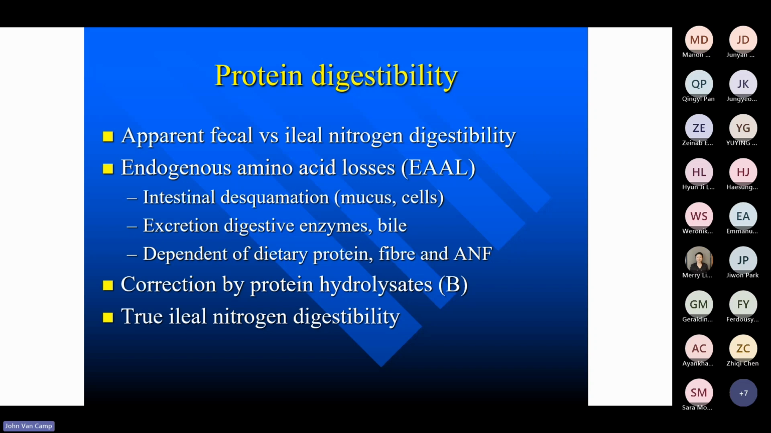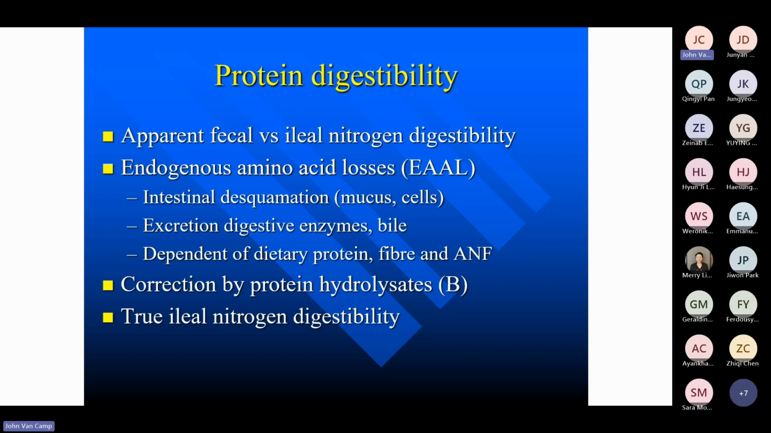There are different types of digestibility coefficients. We call them the apparent digestibility coefficient if you do not correct for endogenous amino acid losses. So all the nitrogen that is coming from the host, from the body itself, but not from the dietary foods, is called endogenous amino acid losses. If you don't correct for that, you call it an apparent digestibility. And you can measure it in the fecal material, or you can measure it in the ileum. In this way, we call it apparent fecal nitrogen digestibility or apparent ileal nitrogen digestibility.